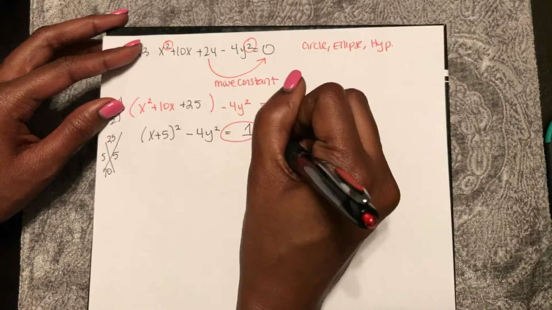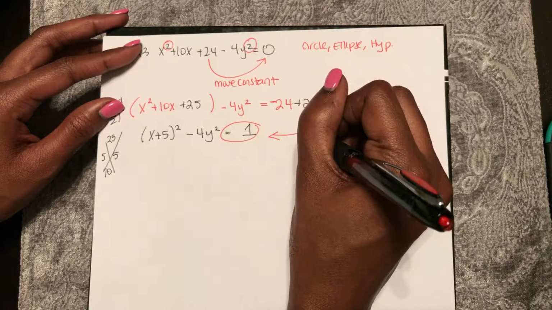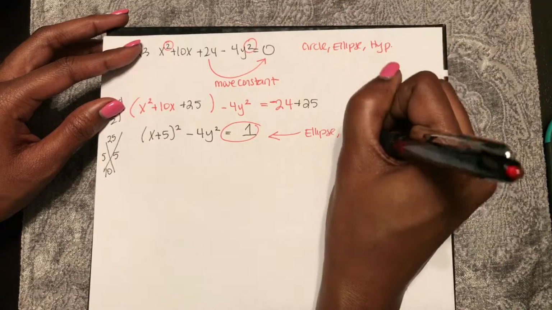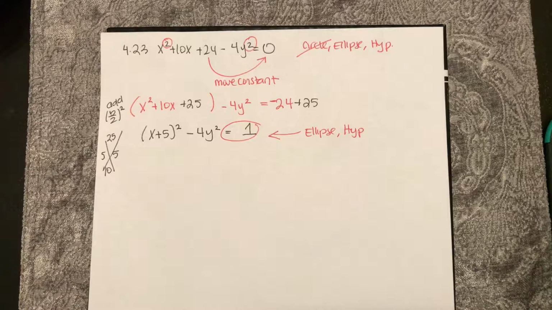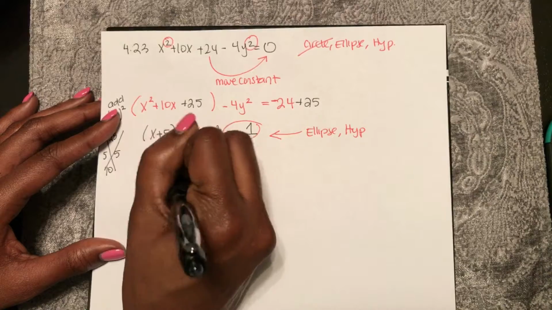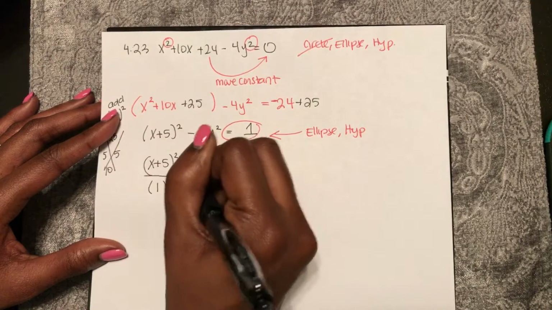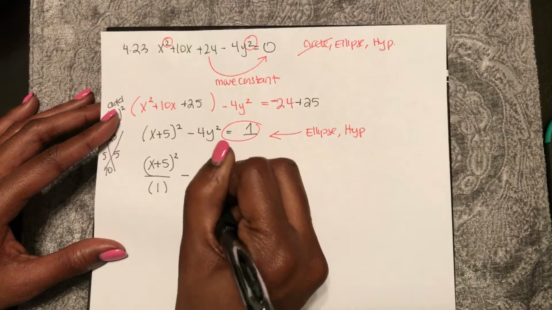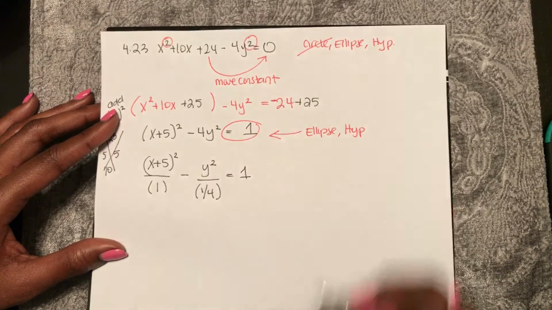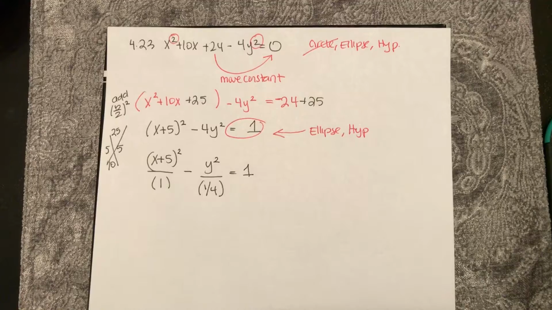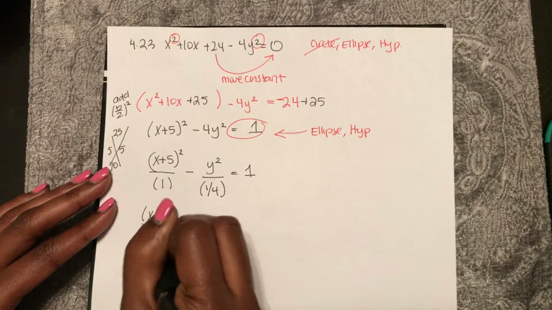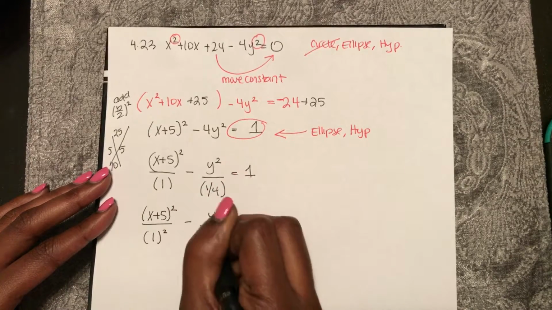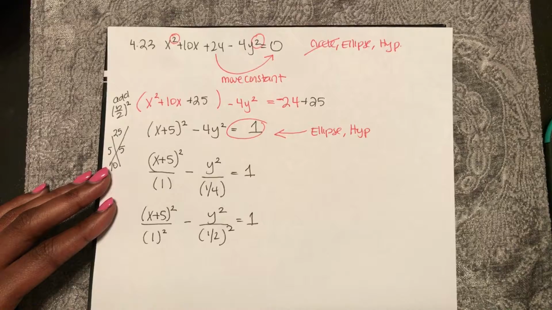So now that I see it's equal to 1, that means it's either an ellipse or a hyperbola. So it's no longer a circle. Now, in order for it to look like an ellipse or a hyperbola, we need denominators. So x plus 5 squared is really just over 1, and y squared is over the reciprocal 1/4. So these need to be squares in the denominator. So this is x plus 5 squared over 1 squared minus y squared over 1/2 squared equals 1.